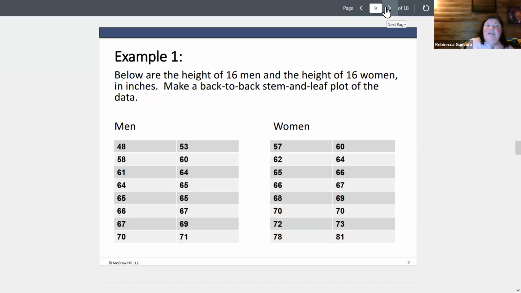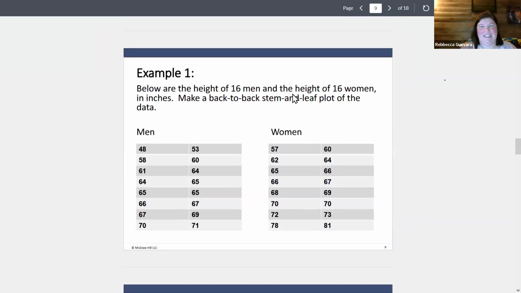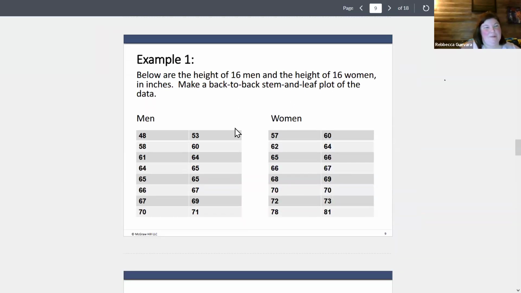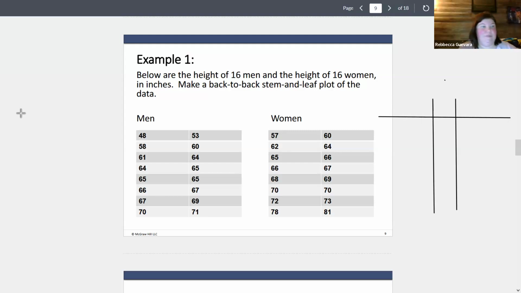So just as a quick example, we have this data on the heights of men and women. And I wouldn't gather a lot of information out of this one, because it was a little random. It wasn't a good data set that I had here. But if I wanted to make a back-to-back stem and leaf plot, I put my stems here. So because we have men here, we're going to put men here, and then we're going to put women here.